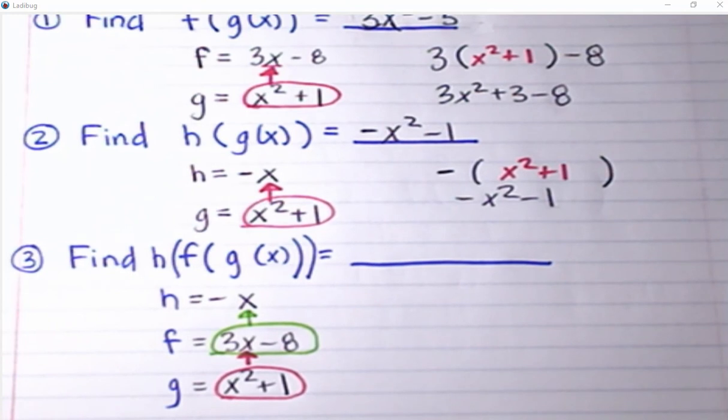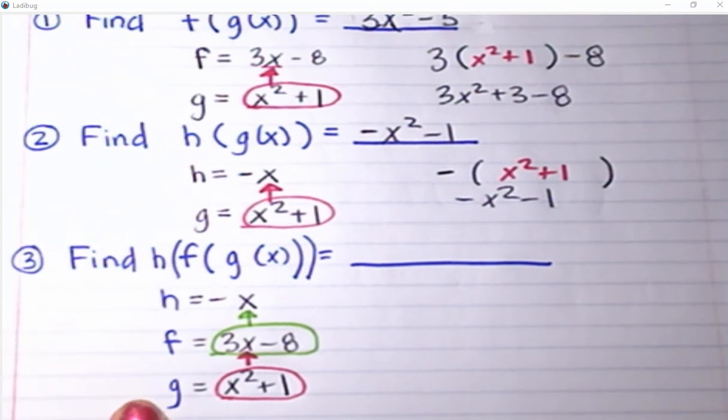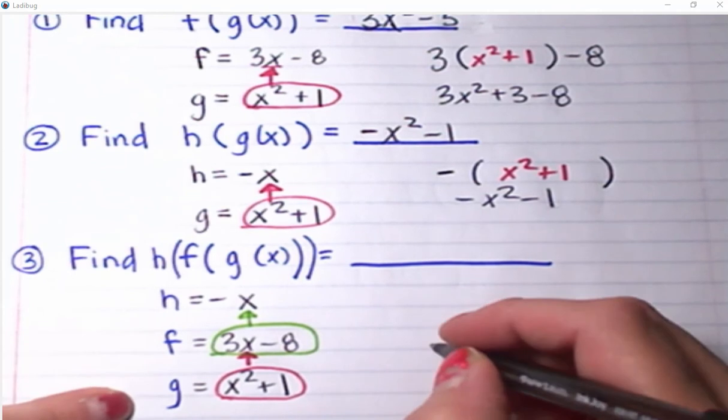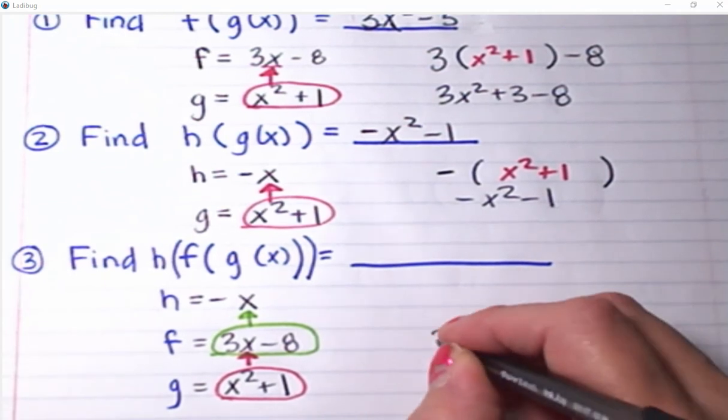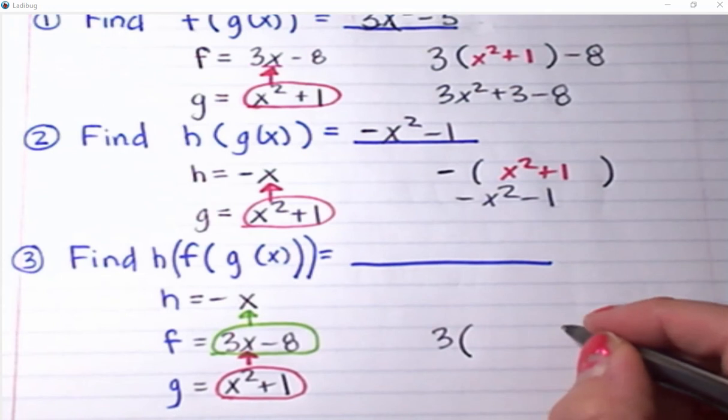Composition is kind of like layers of an onion. You just gotta go one layer at a time. It's a little trickier the more layers you have, but it's the same idea. One step at a time. I'm gonna go from G, I'm gonna put it into F. All right, so that looks like this.